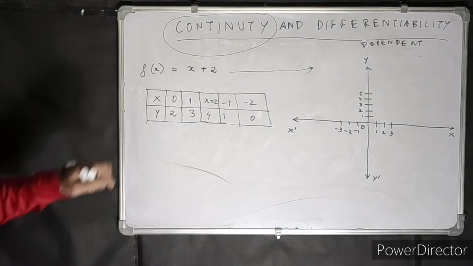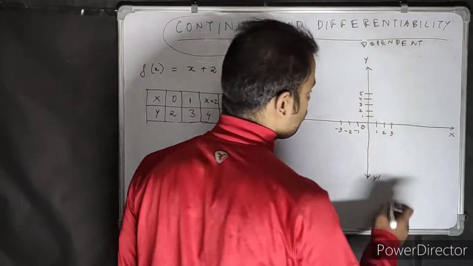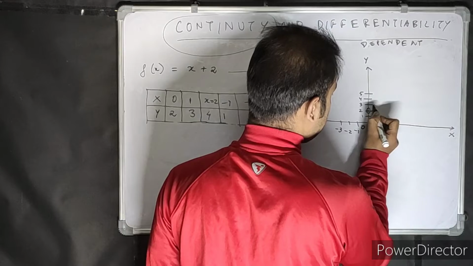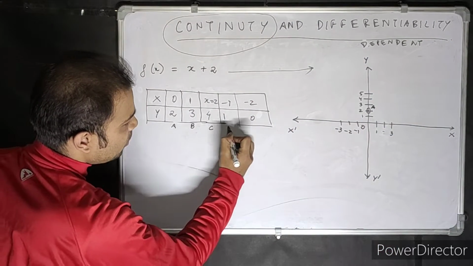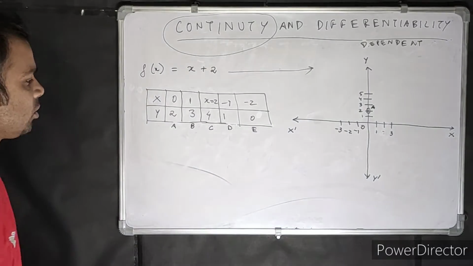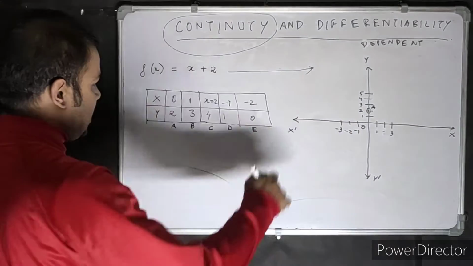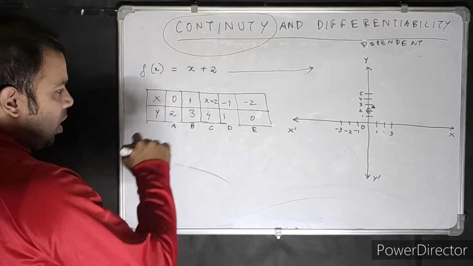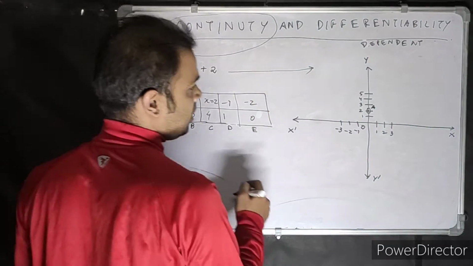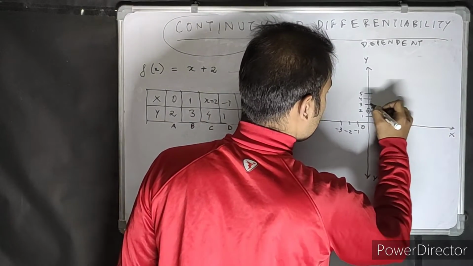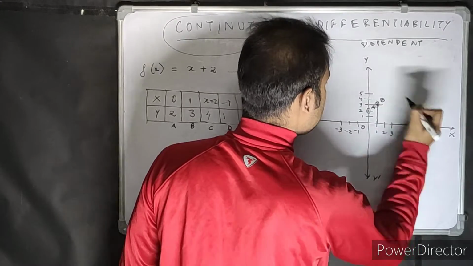Okay, now let's start plotting. When x is 0, then y is 2. So this is my first point, say A. Put this as A, B, C, D and E. So these are your points. You have written A, B, C, D over here, you don't have to plot points over there, just write A, B, C, D. They will understand. 1 comma 3: 1 on the x-axis, 3 on the y-axis. So 3 this way, 1 this way. This point is your B point.